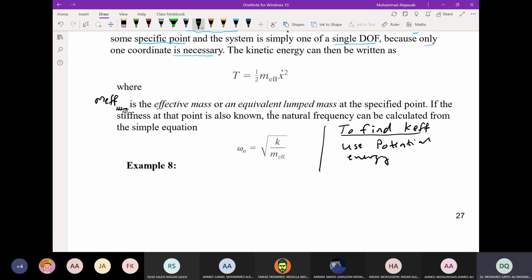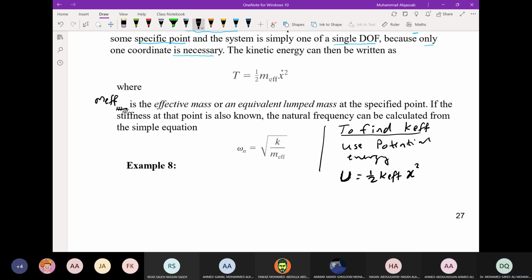Okay, the potential energy is U equal to 1/2 K effective times X squared. So it's the same idea. To get the effective mass, we obtain the kinetic energy and replace coordinates in terms of one specific coordinate. The same thing for the potential energy: you obtain all the potential energies of the system, add them together, and replace the coordinate in terms of that specific point.